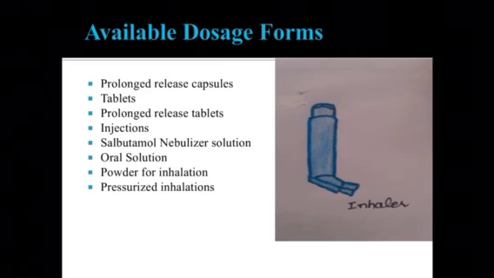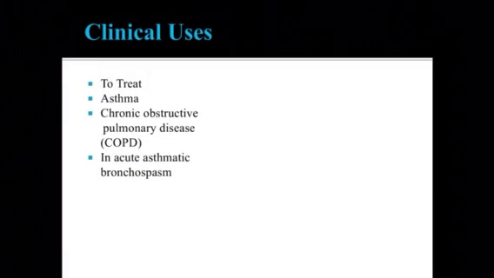Let's talk about some available dosage forms of salbutamol such as tablets, prolonged release capsules and tablets, salbutamol nebulizer solution, powder for inhalation, pressurized inhalations as well as oral solutions. Clinical uses of salbutamol. Although salbutamol has many pharmacological actions, it is used clinically for asthma and chronic obstructive pulmonary disease (COPD). It is also used in acute asthmatic bronchospasm.